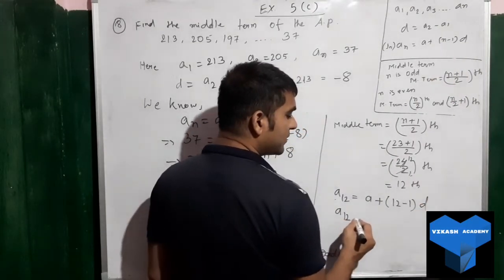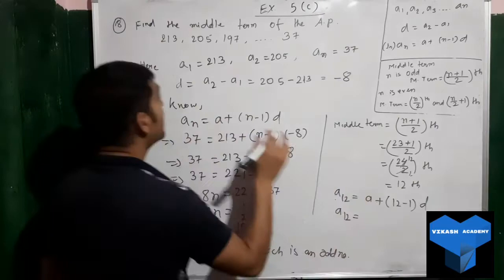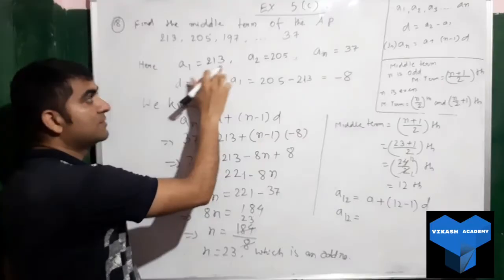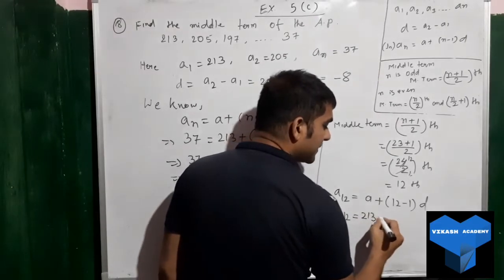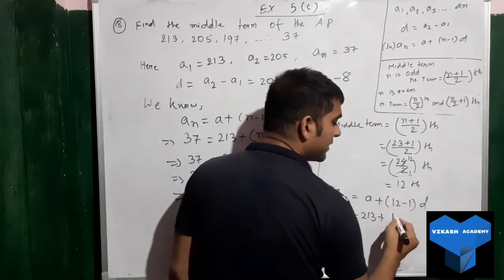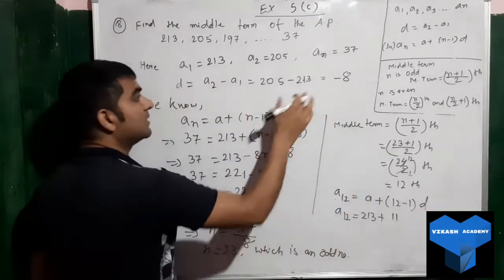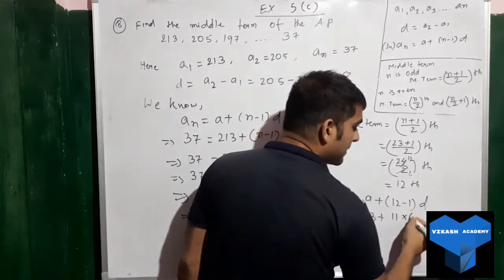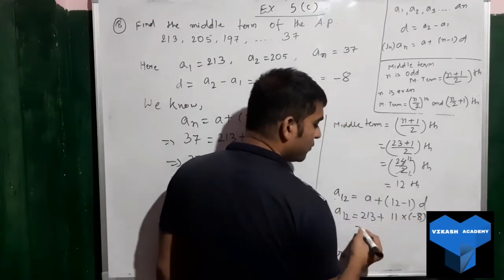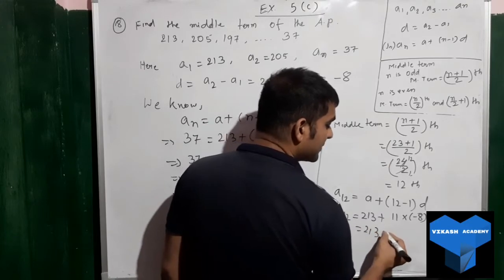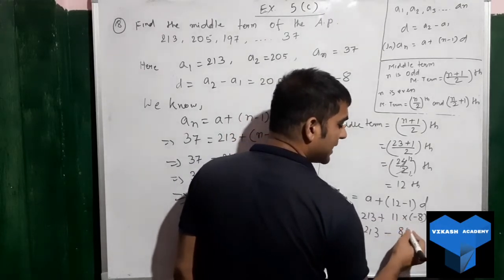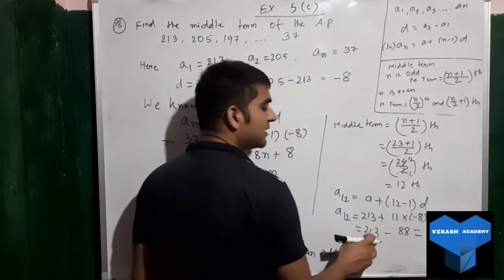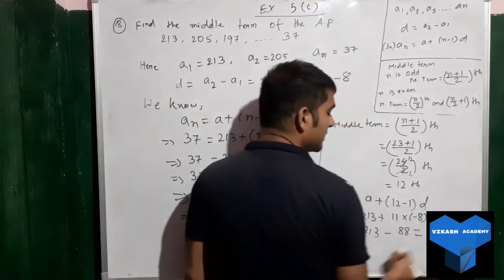A12 you will write as A12. A how much? A or A1 is the same. I am saying again and again, the first term. So it will be 213 plus 12 minus 1, which will be 11. D, how much did we get here? See, minus 8 you will write here. Minus 8. So 213 will be the same. Now plus into minus, 11 into 8 will be 88. Subtract, how much are you getting?